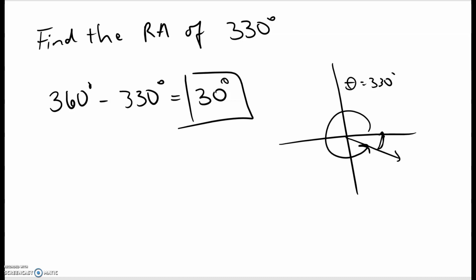So be careful on questions. Make sure that you understand which part they're asking you. If they're asking you just for the reference angle, we're done. If they're asking you for sine of 330, you have to use the reference angle to get to sine of 330 for your final answer. Okay, and that wraps up section 7.3.